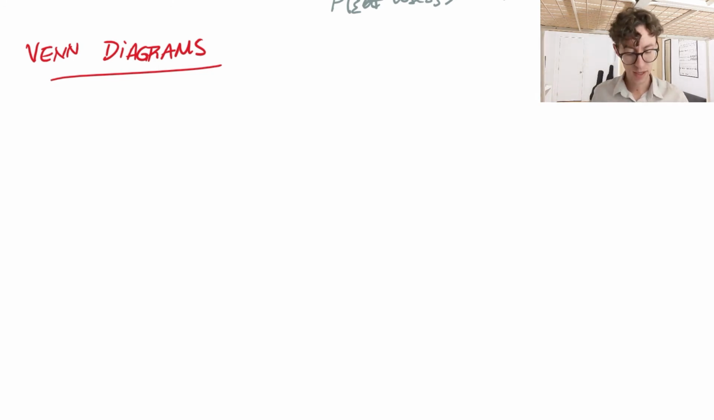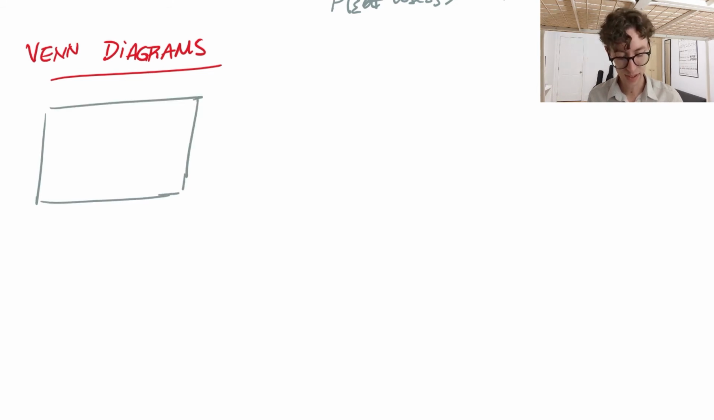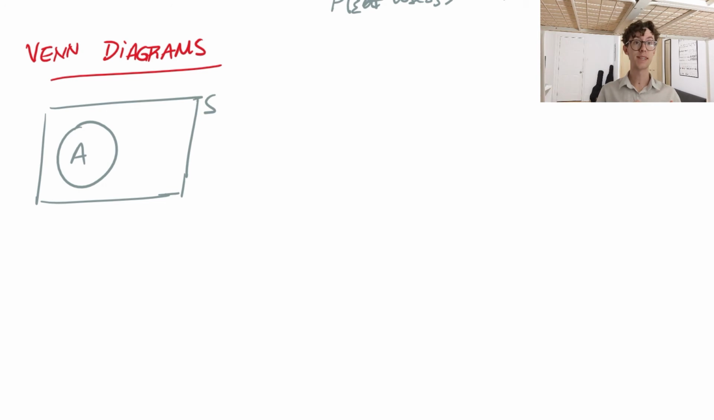So a Venn diagram, you guys might have heard of it before, might have seen it before. It will be something like this. If I have the sample space S, I will be showing the sample space S as a square. And then I have the event A that I'll be showing as a circle inside of my sample space S, right? So I have the event A inside of my sample space S.